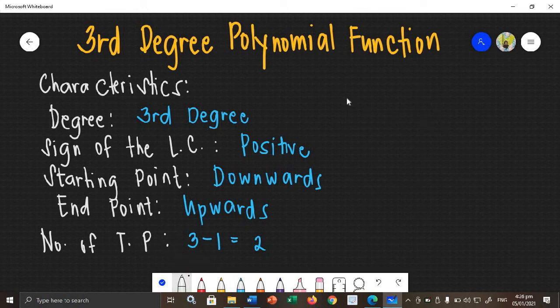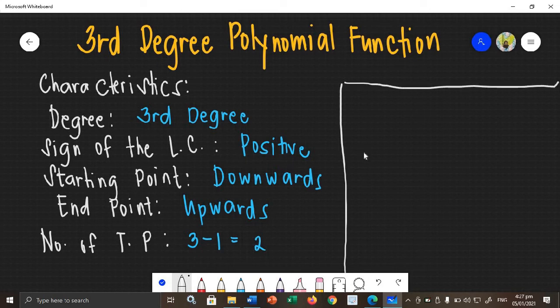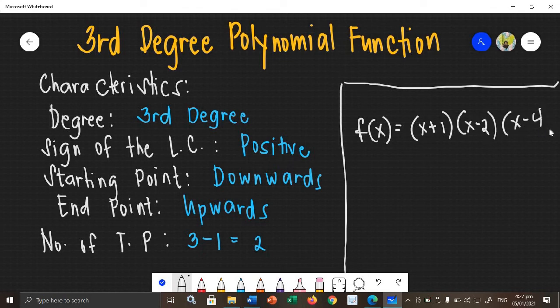And then, another reminder, sa third degree function, paano namin malalaman na positive or negative yung sign ng leading coefficient if the given is already in factored form? So, ganito lang yung mga possible na i-given ko kasi. Let's say I have this given. And then I have this given.